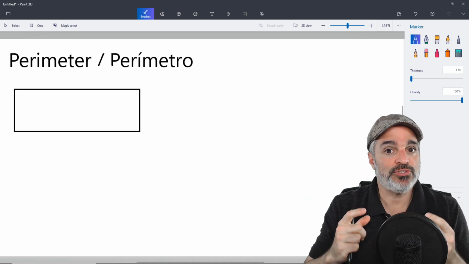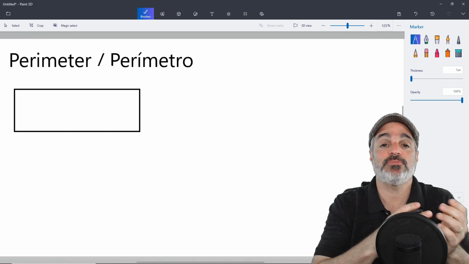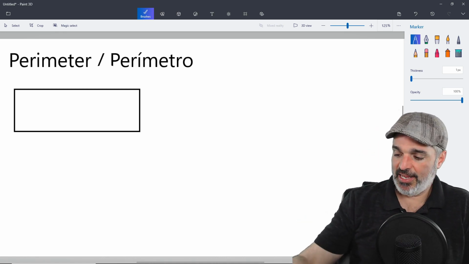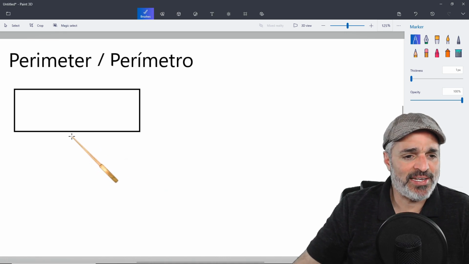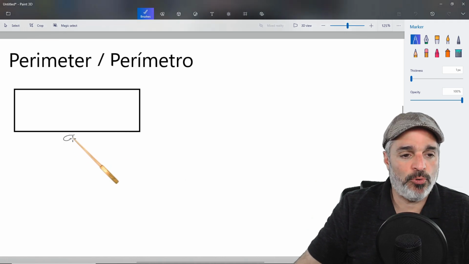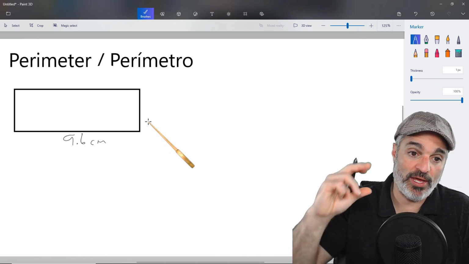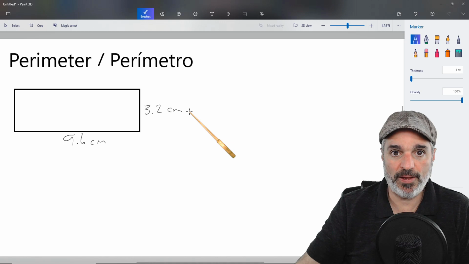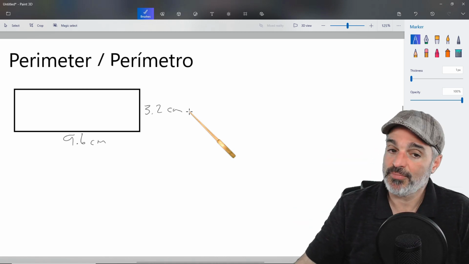So let's review decimals. Let's review finding perimeter when we are given the values in decimals and fractions. So we have a rectangle here, and just for the sake of this exercise, we're gonna say that the length of the base is 9.6 centimeters, and the height or the width is, let's say, 3.2 centimeters. Okay, and I ask you to find the perimeter of this rectangle.